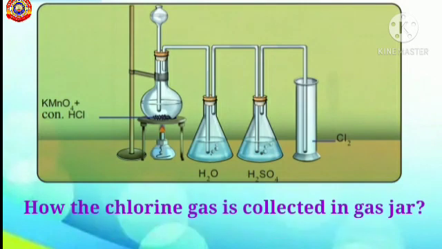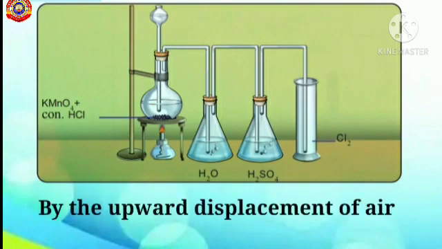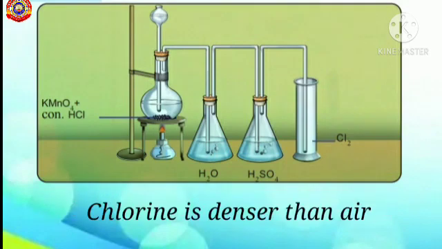Now observe the picture. How is the chlorine gas collected in the gas jar? Yes, by the upward displacement of air, isn't it? From this, what can you understand about the density of chlorine? Absolutely, the density of chlorine is higher than that of air. That is why it is collected in this manner.